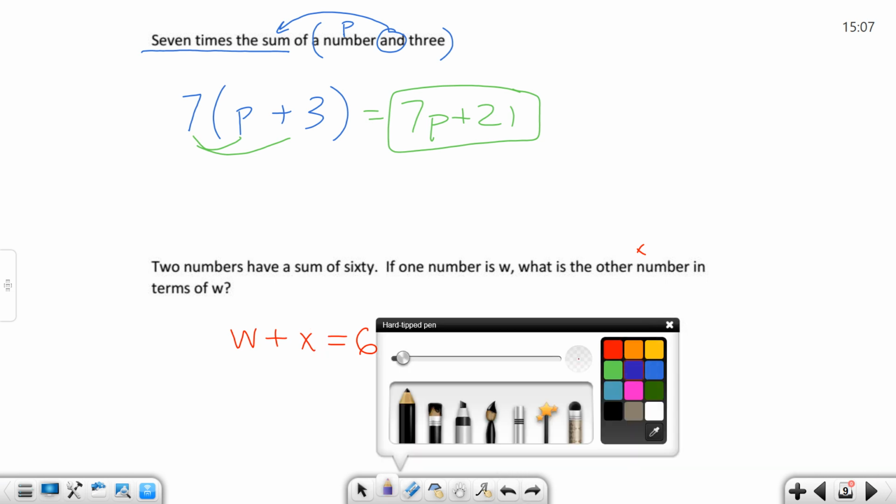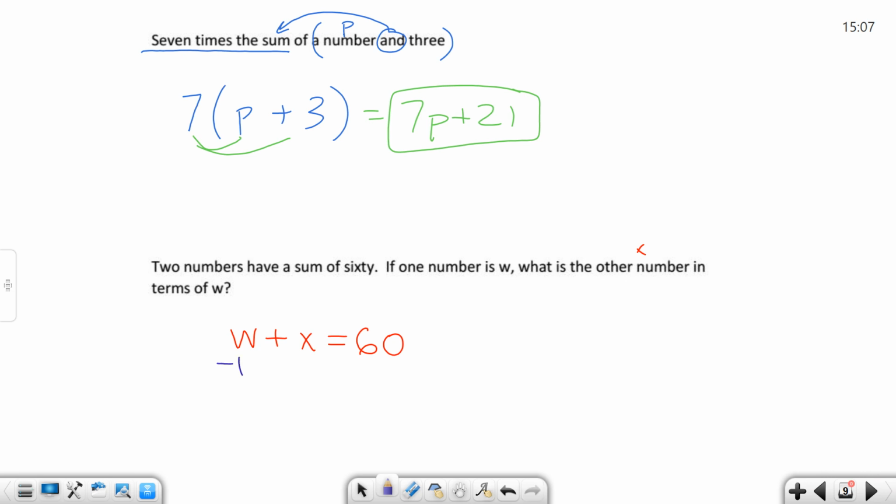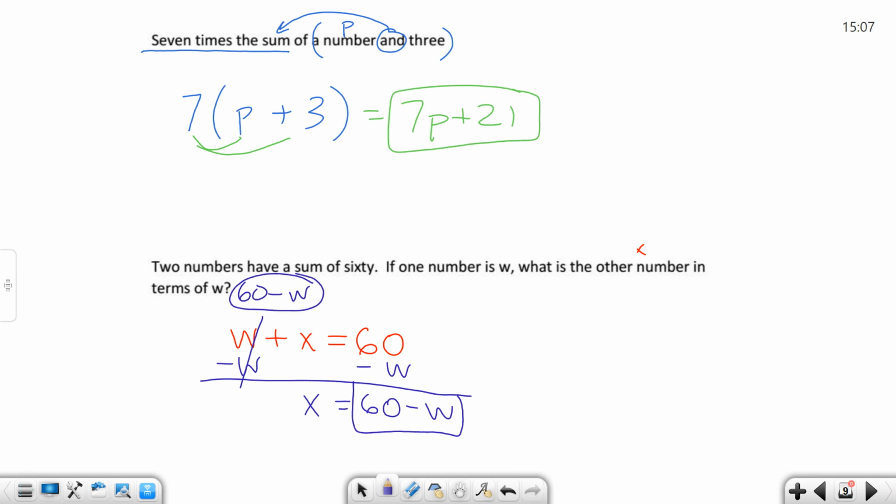So what I'm going to do is subtract W from both sides. That cancels. It goes to 0. I'm left with X. You didn't have to call it X. You could have called it Y, Z, M, N. You could have written W plus another number and said another number equals. It doesn't matter. X equals what? 60 minus W, or negative W plus 60. And there is your, well, X equals is not part of it. I'm sorry. 60 minus W is what answers this. What is the other number in terms of W? Is 60 minus W.